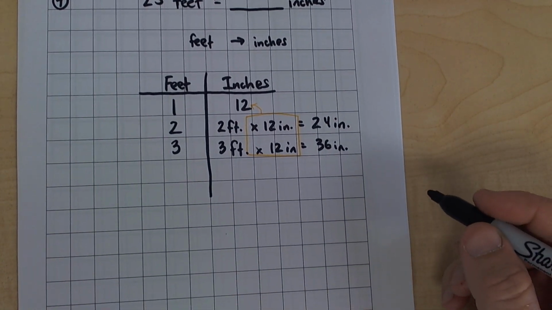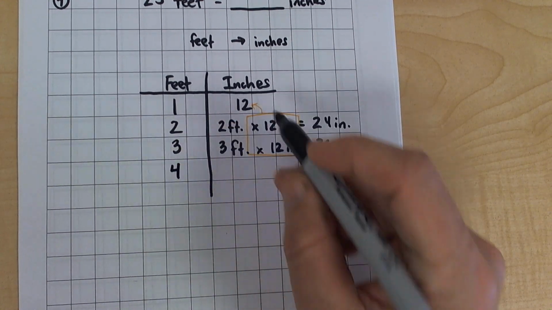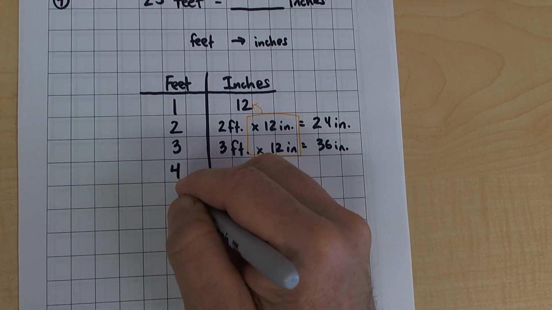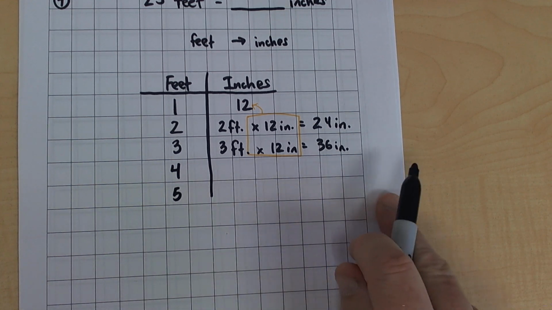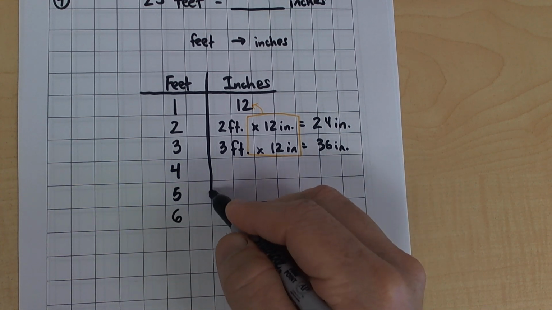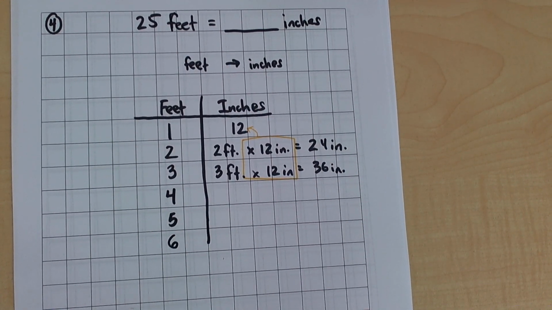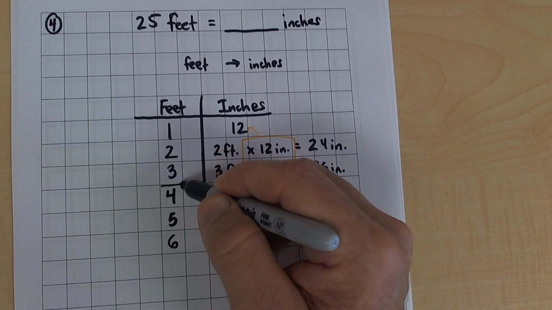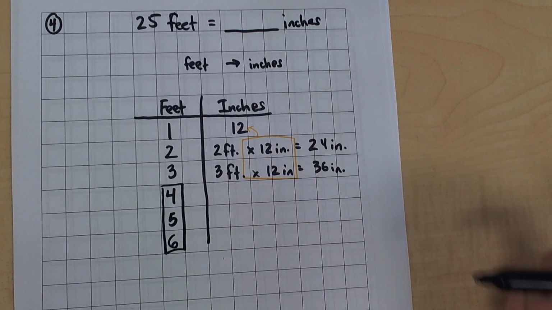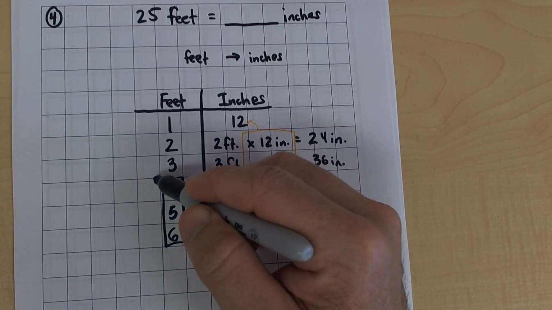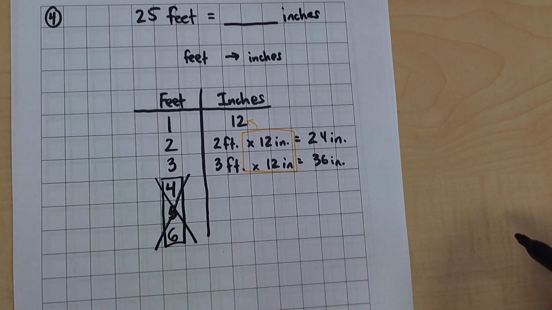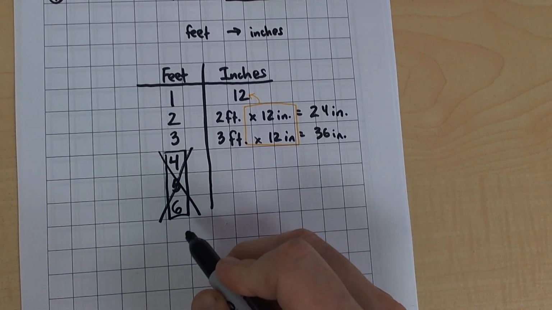Now, some of you are going to do this and do 4, and you're going to do the same thing, and then you're going to do 5, and then you're going to do the same thing, you're going to do 6, and you're going to keep on going until you get all the way to 25. Well, let me ask you this. Do we need to know any of those? The answer is no. Let's just skip to 25.